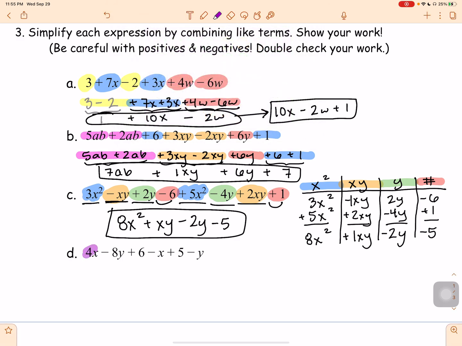So I see here we have 4x minus x. So I'm just going to rewrite those here. 4x minus x, and there's no other x's, so I'm just going to combine these, get it out of the way. That should be 3x.